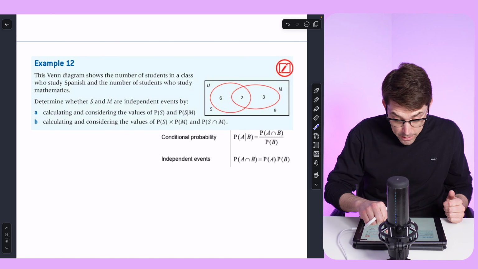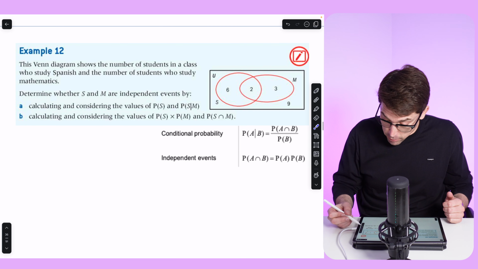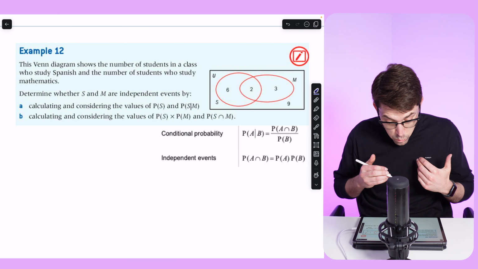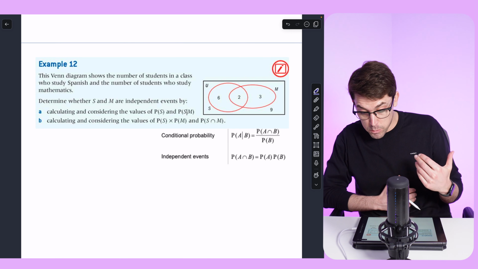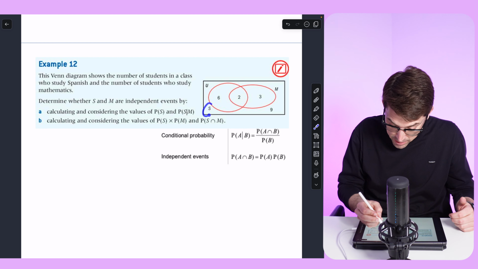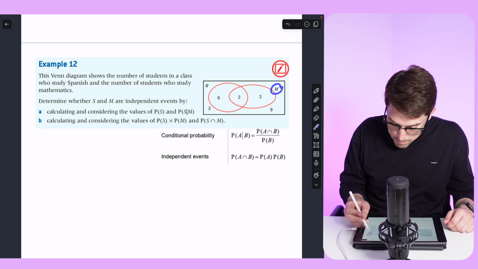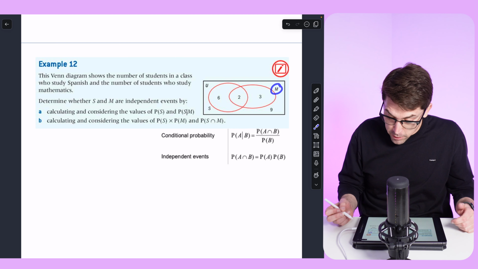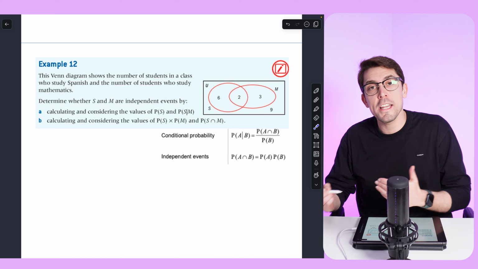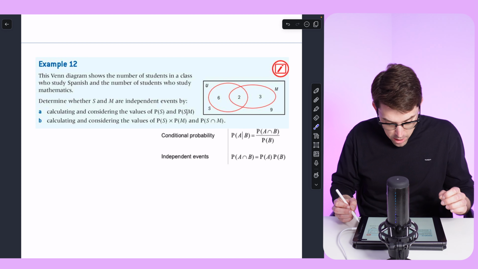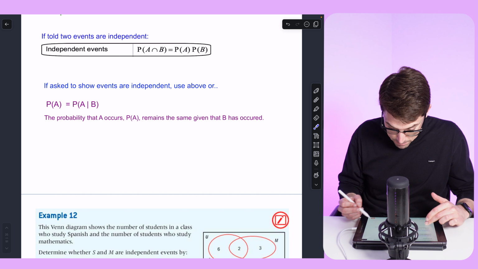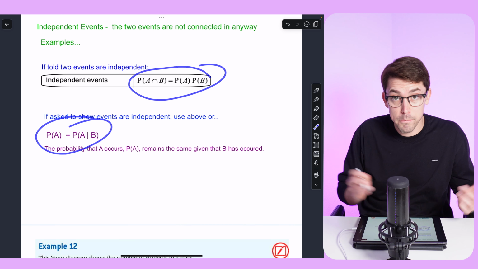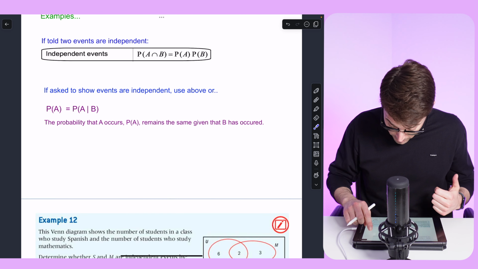Now, what might that look like in a problem? Let's say we have a Venn diagram showing the number of students in a class who study Spanish and the number who study math. I have Spanish down here, kind of poorly noted, and math up here. Let's figure out how to show that these two are independent events. We are given our conditional probability here as well as our independent events here, and again, remember that it's the same thing here and here. Maybe put that down in your notes.